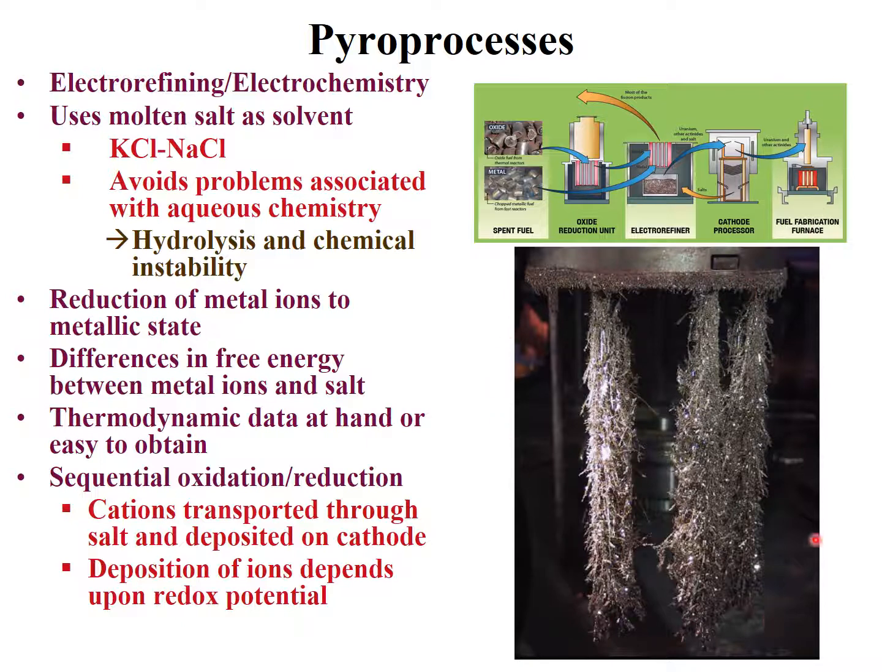This is the reduction of uranium. These are uranium products that are formed from pyroprocess. Fundamentally, the process is driven by the sequential oxidation reduction. You can get cations transport through the salt and deposited on a cathode, so one could have an oxidation reduction process. And the deposition of these ions depends upon the redox potentials, so one can use this to tune systems for selective reduction of given metal ions.